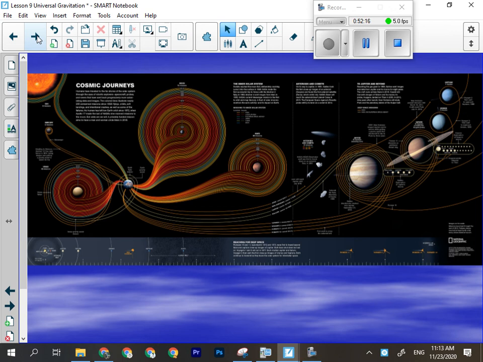Okay, so looking at a few things here. It's kind of hard to see this picture here, but this diagram shows every space mission ever launched from Earth.